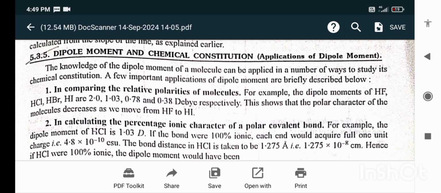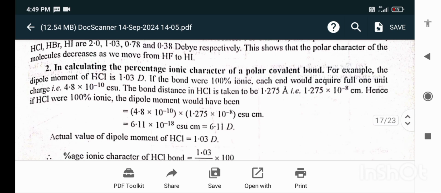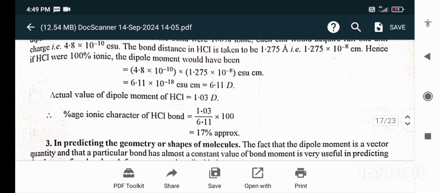Next is the calculation of the percentage ionic character of a polar covalent bond. For example, the dipole moment of HCl is 1.03 Debye. If the bond were 100% ionic, each atom would acquire the full unit charge. The bond distance in HCl is taken to be 1.275 angstrom. Hence, if HCl were 100% ionic, the dipole moment would have been the charge multiplied by the bond distance.